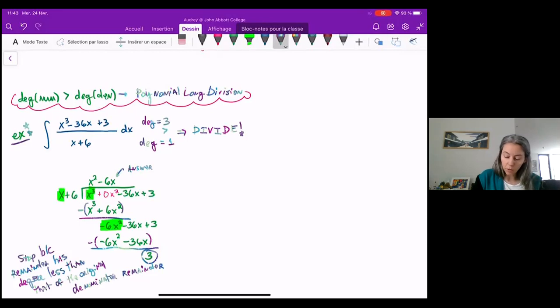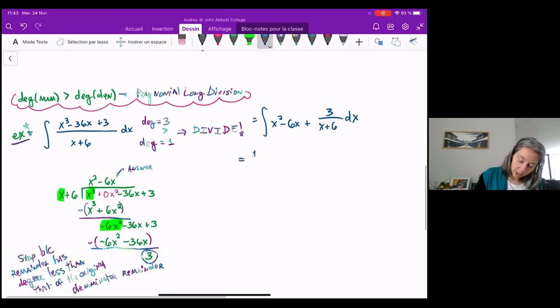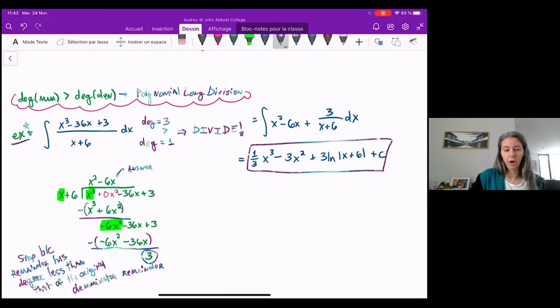And now I can rewrite this integral as the answer. So that's x squared minus 6x plus the remainder over the original denominator. So then I do my integration, and I get 1/3 x cubed minus 3x squared plus 3 ln of (x plus 6). All of those were known forms, so I could just immediately integrate.